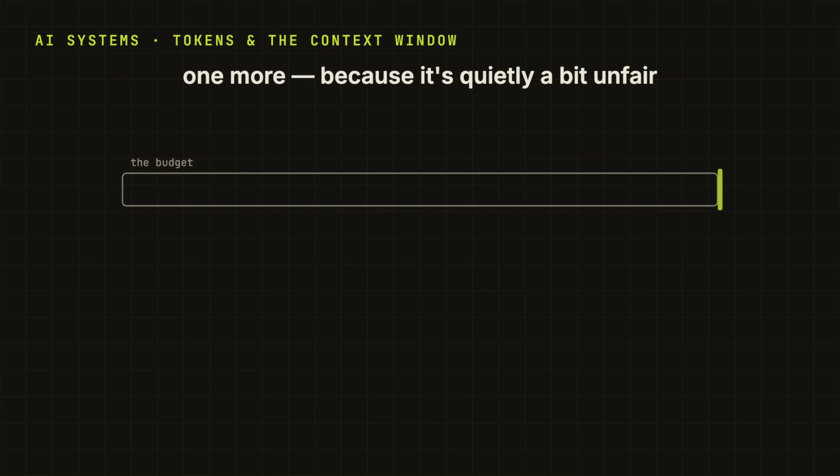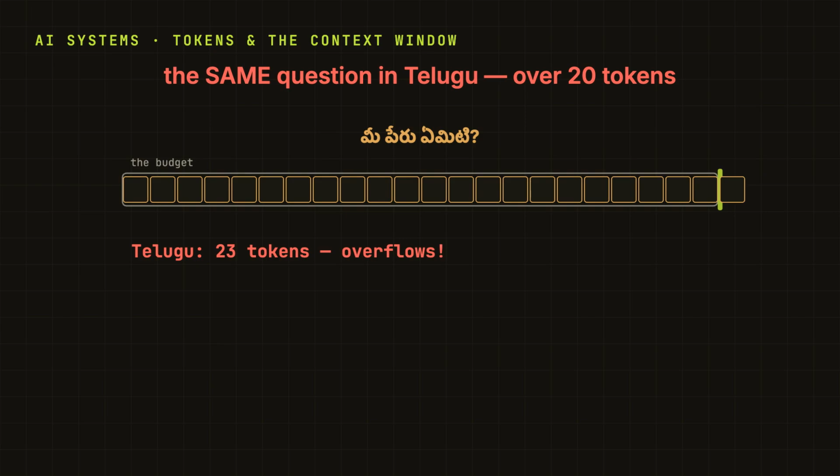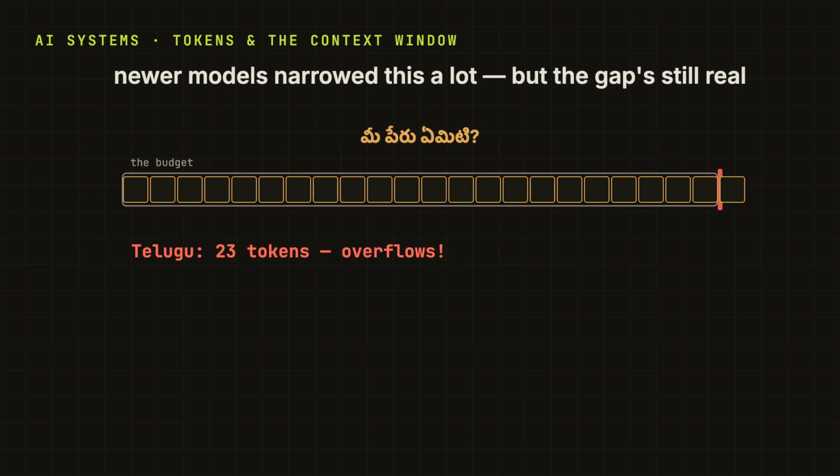One more quick one, because it's quietly a bit unfair. Remember, a token is about 4 characters in English, but these tokenizers were built mostly on English text. So, let's take the same short question. What is your name? That's 5 tokens in English. Write it in Telugu, same meaning, and in an older tokenizer, it can blow up to more than 20. Now, to be fair, the newer models have narrowed this a lot. It used to be far worse, but the gap is still real.